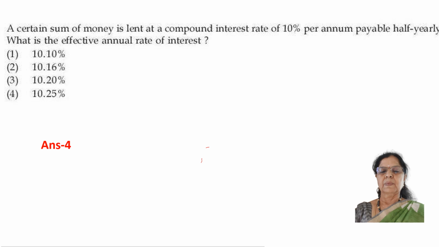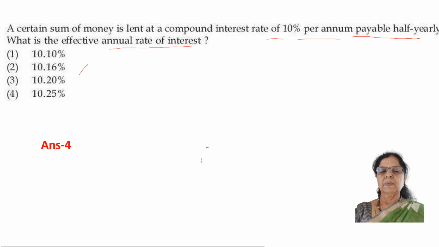Now look at this sum. Read it first. A certain sum of money is lent at a compound interest rate of 10% per annum, payable half yearly. What is the effective annual rate of interest? You are asked to find out the rate of interest, and it is compound interest. You should know this formula for compound interest.